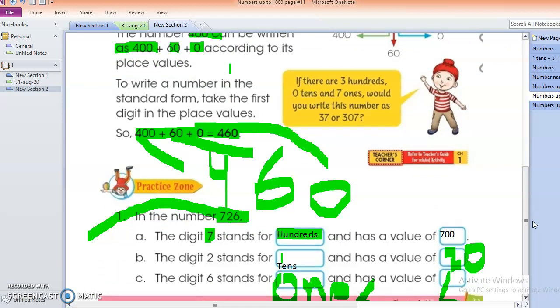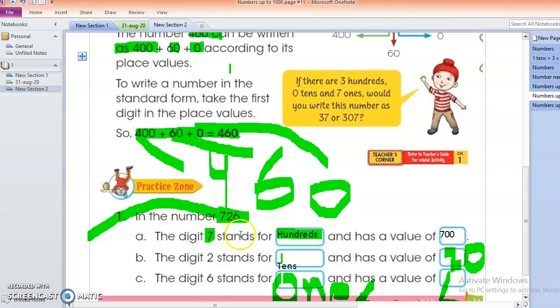Now, as I told you, to write in standard form, what you do first is take the first digit in the place values, like 4, 6 and 0, and that will become 460. Let's suppose you have this expanded value and you want to write it in standard form. You just need to pick up the first digit of every place. From 400 you will take 4, from 60 you will take 6, and 0 you will write as it is.